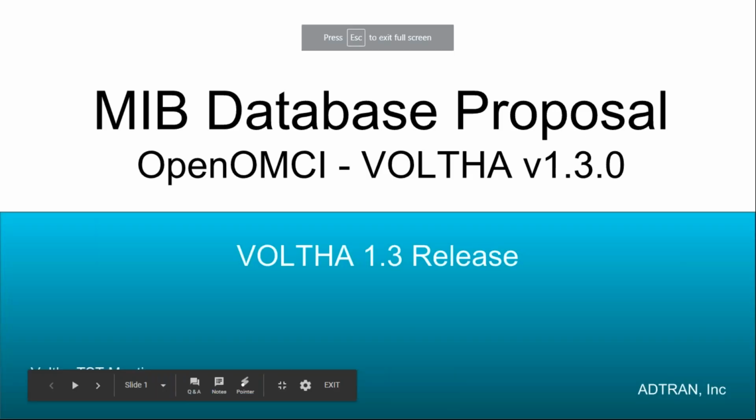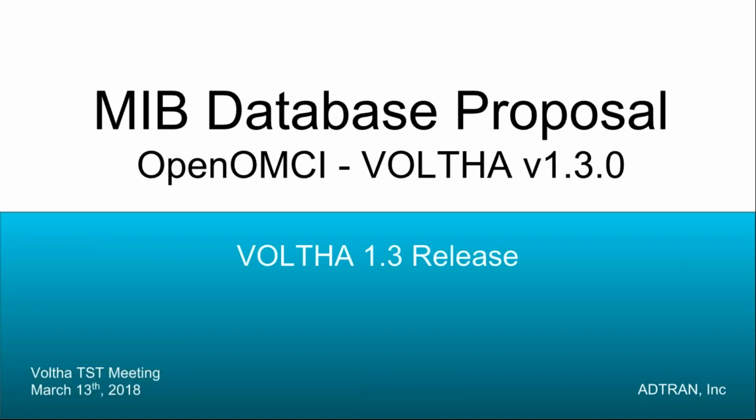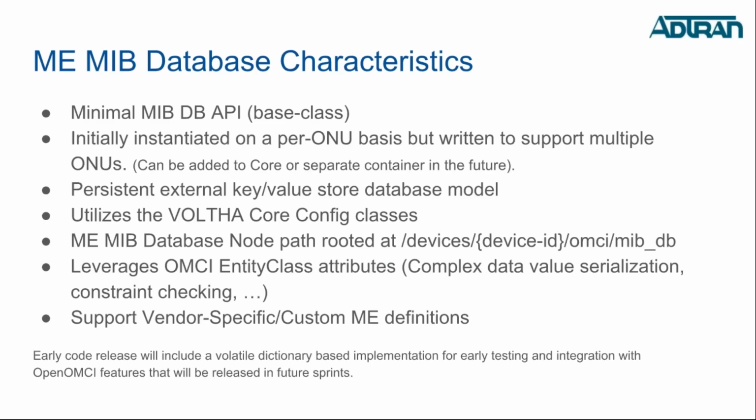I just wanted to present how I was going to lay out the MIB database for any entries for the class IDs and all the instances and the attributes. And the main characteristic is I wanted to keep the database API fairly simple, since it's going to be external. And of course, if we want to eventually move OpenOMCI either into a container or into a core, I want to make sure that it's ready for that, and the porting should be very simple or straightforward.